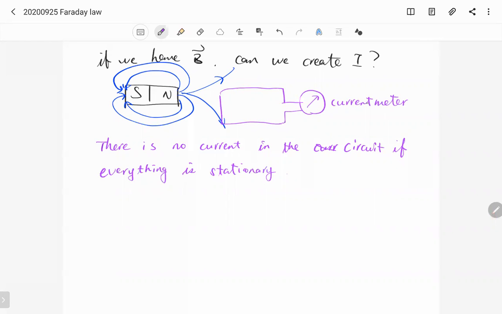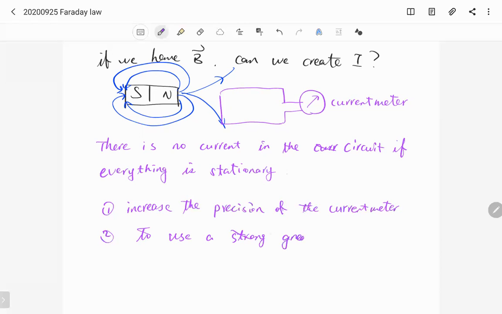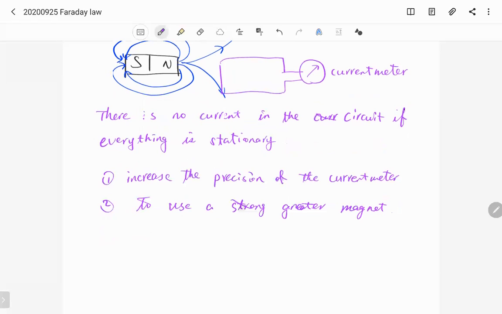Then they brainstormed, and they said maybe the current meter is not accurate or not precise, and they tried to increase the precision of the current meter. And the second thing, they wanted to increase the magnetic field of the magnet, so to use a strong magnet or a greater magnet. They thought the magnet they used was too small, so they put as many magnets as they could. But the result was still the same, and there's no current in the loop.